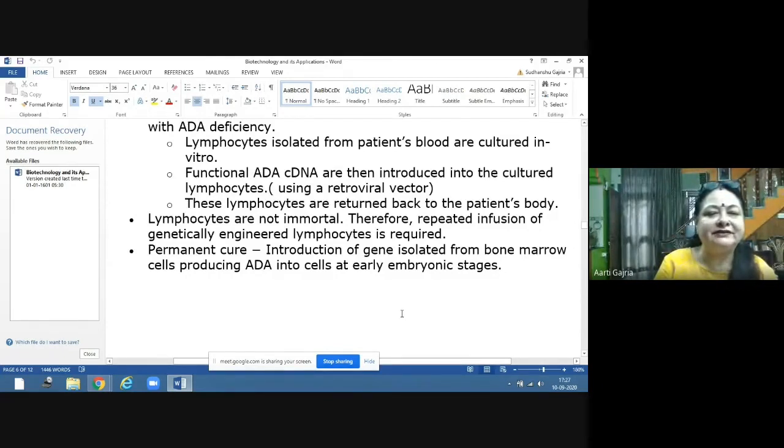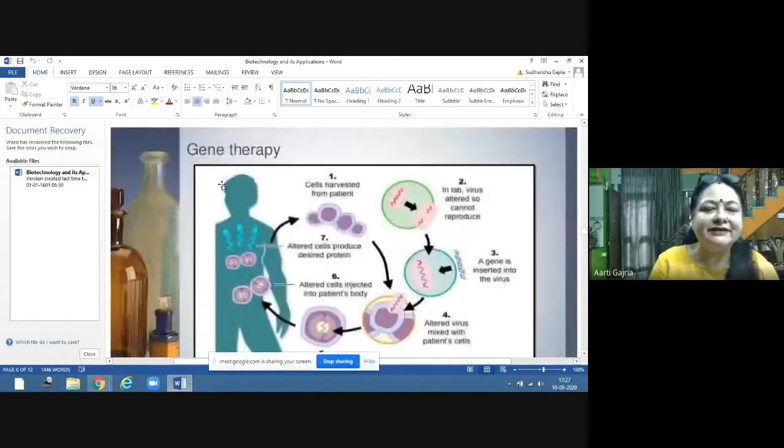See, this is how it happens. This is the patient's body. First of all, the first step is that cells are harvested from the patient. Lymphocyte cells have been taken out. Then in the lab, the retrovirus is bringing the desired gene, and this desired gene is then sent to the lymphocyte with the help of this vector, and now the desired gene is inside the lymphocyte.